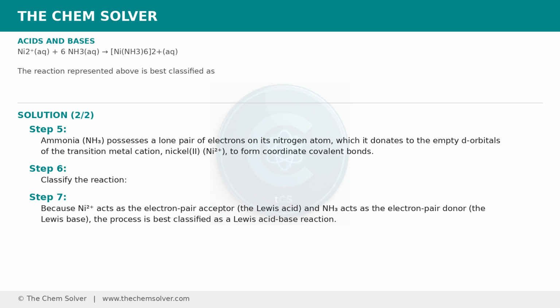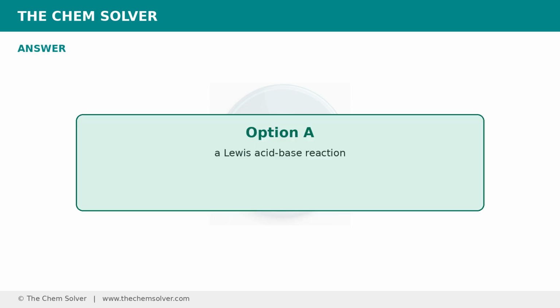Classify the reaction. Because Ni²⁺ acts as the electron pair acceptor, the Lewis acid, and NH3 acts as the electron pair donor, the Lewis base, the process is best classified as a Lewis acid-base reaction. The correct answer is option A, a Lewis acid-base reaction.